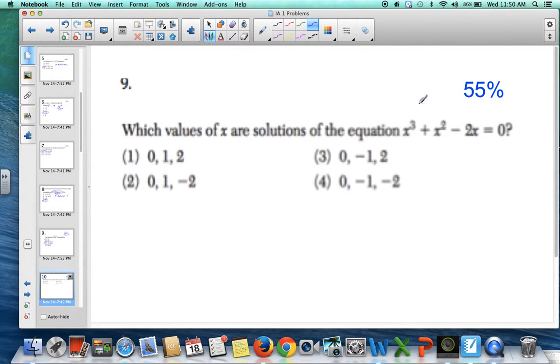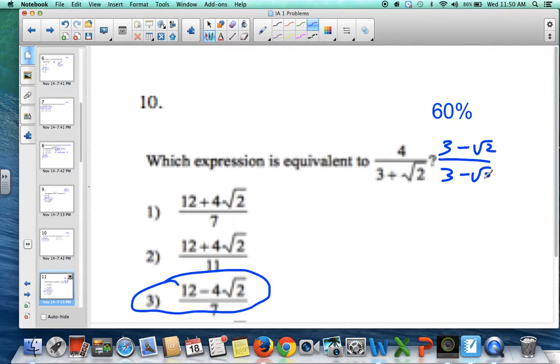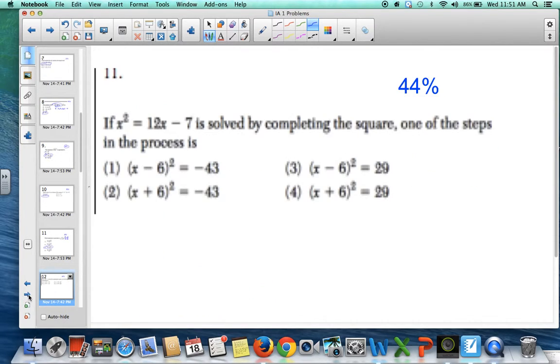Number 4, this is just plugging numbers in to see what works. 0 works, 1 works, and negative 2 works. We can go through that again later. There's factoring that can be done as well, but you can also just plug numbers in. I want to get to the later ones. We did this one, and the answer was number 3 here, because we multiply by 3 minus the square root of 2 on top, and 3 minus the square root of 2 on the bottom, and that's what we get. I'm not going to go through that.